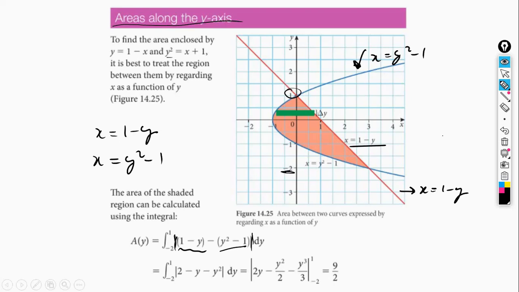But the procedure is just the same. The only thing you have to be careful with is remembering that the interval is in terms of y, and then it's subtracting the right-hand side curve minus the left-hand side curve.